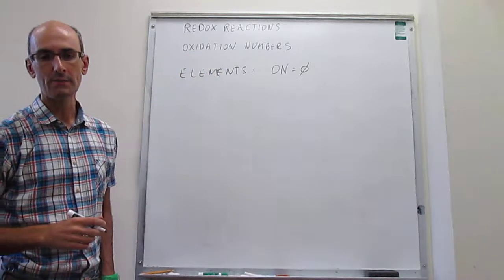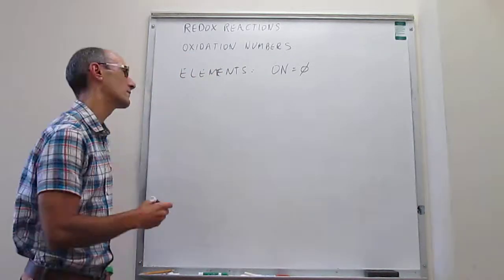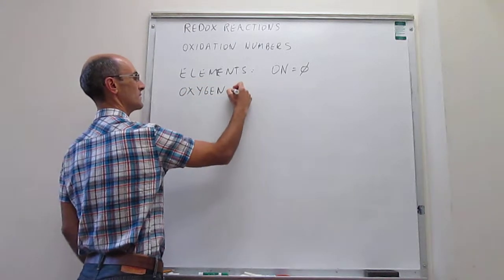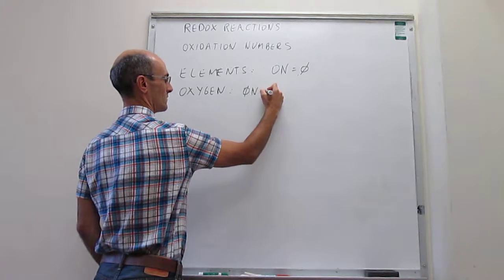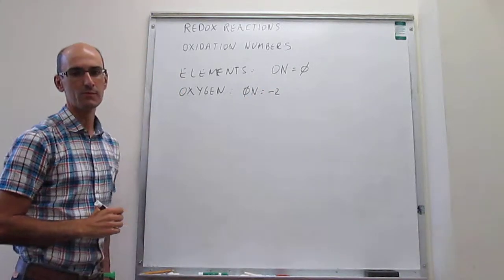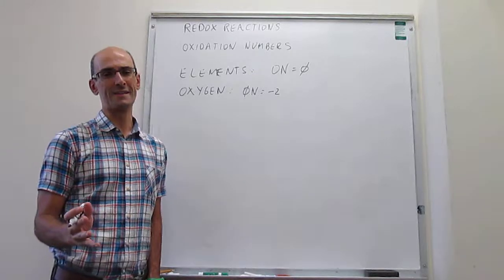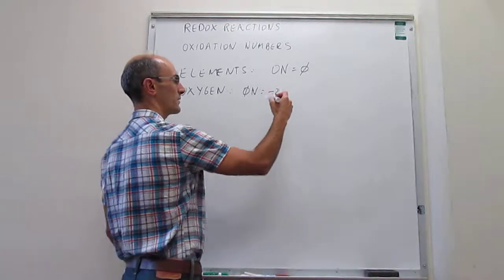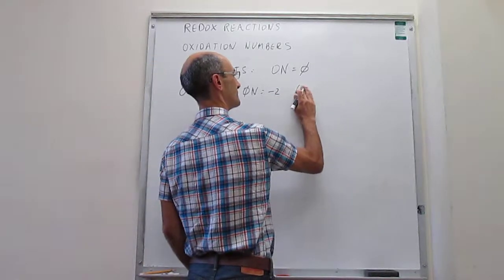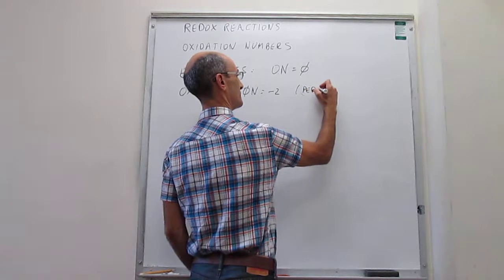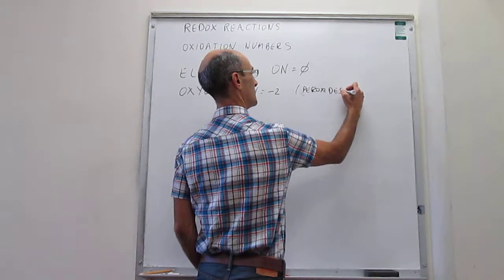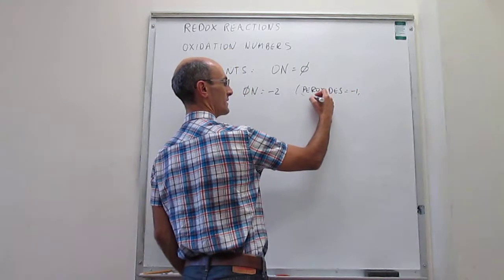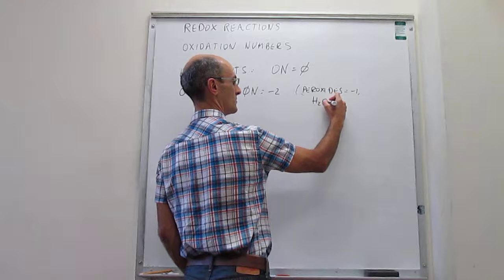Okay. Now, what happens when you have oxygen in a compound? All right. So for oxygen, the default oxidation number is going to be equal to minus 2. Okay, but there's a couple of exceptions. One of them is peroxides. Okay, so for peroxides, the oxidation number is going to be minus 1. Okay, an example of a peroxide is hydrogen peroxide, H2O2.